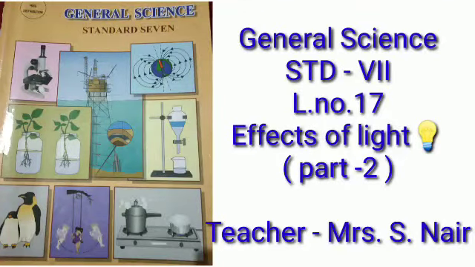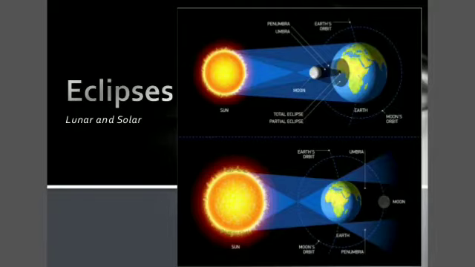In this video, we are going to learn lesson number 17, Effects of Light, part 2. Now students, this is the second part of the video for lesson number 17, Effects of Light. In the previous video, that is in part 1, we learned about scattering of light and the shadow obtained from the point source and extended source.